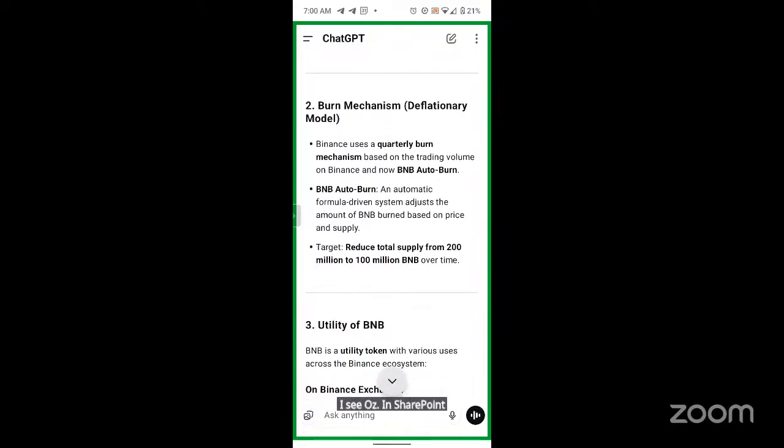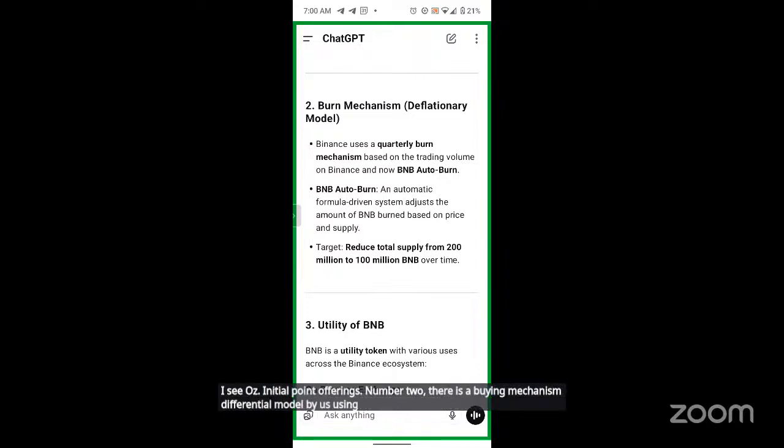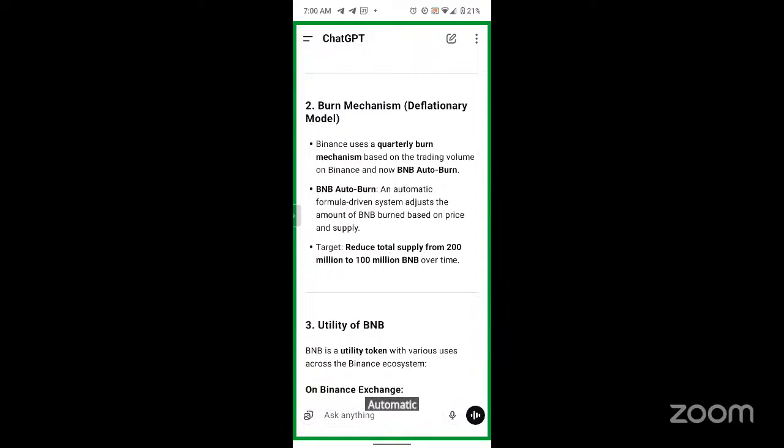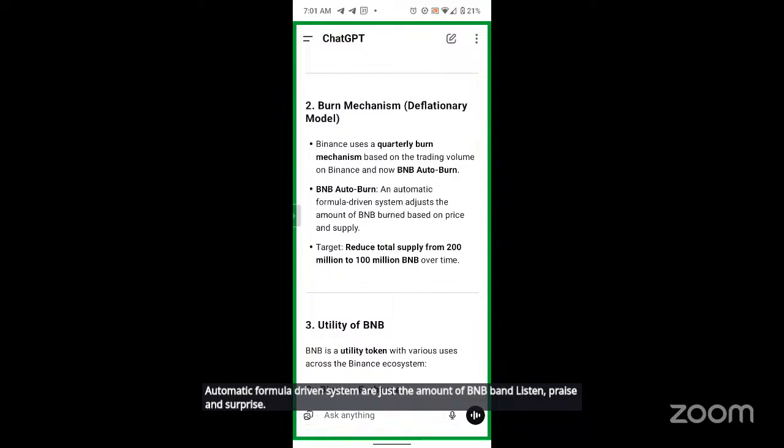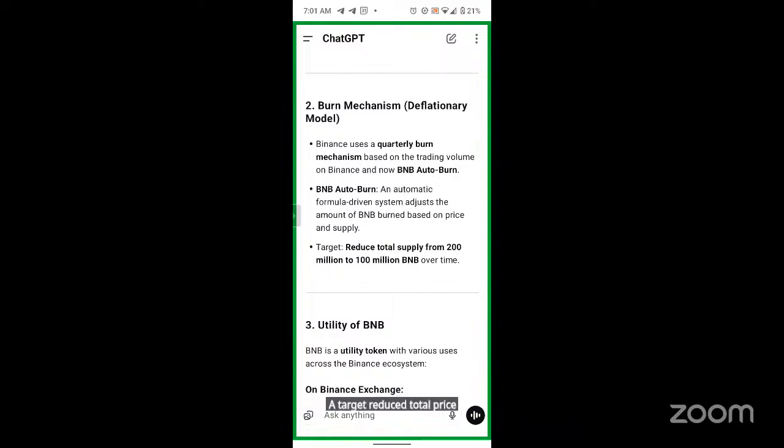Number 2, there is a burn mechanism, a deflationary model. Binance uses a quarterly burn mechanism based on trading volume on Binance, and now BNB auto burn. BNB auto burn is an automatic formula-driven system that adjusts the amount of BNB burned based on price and supply. Target: reduce total supply from 200 million to 100 million over time.